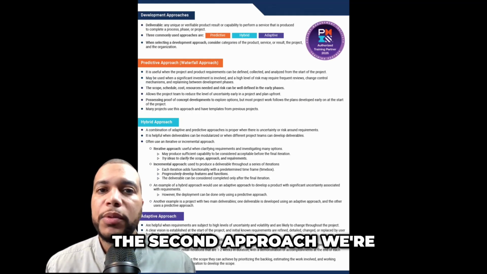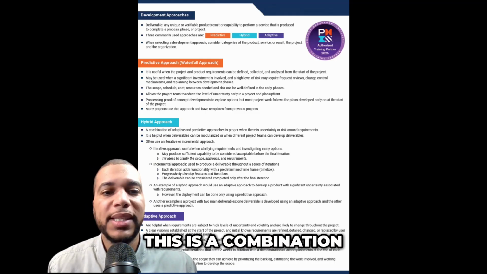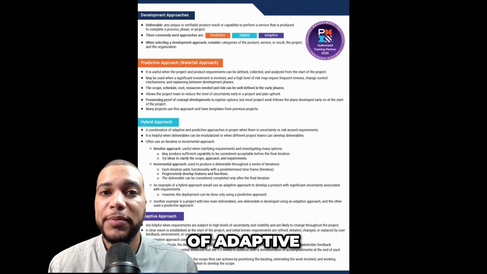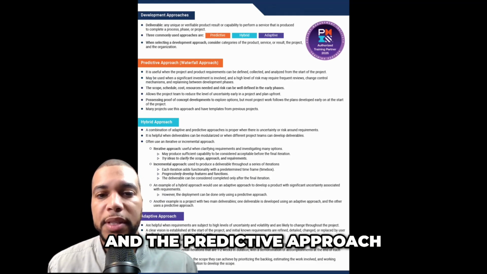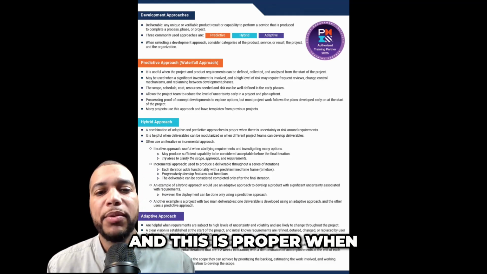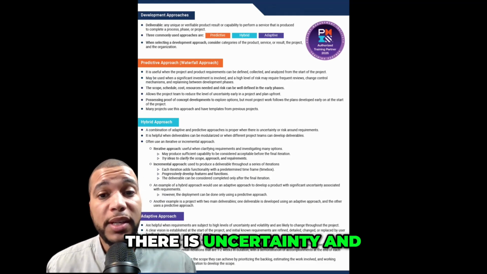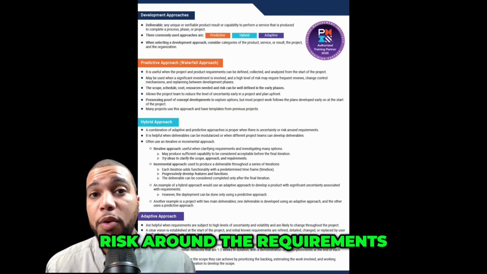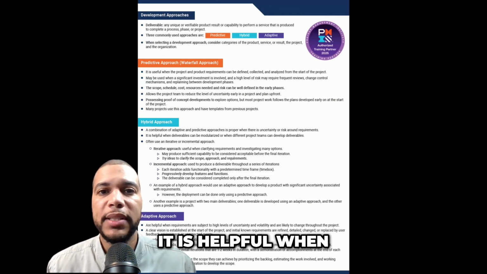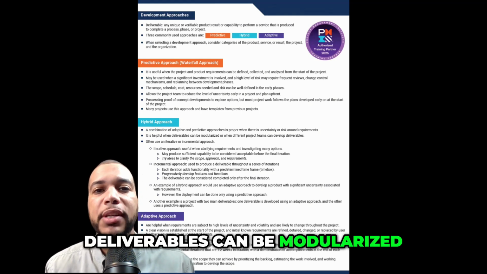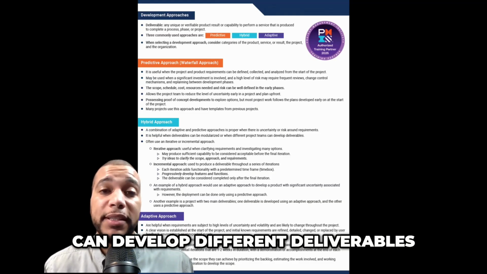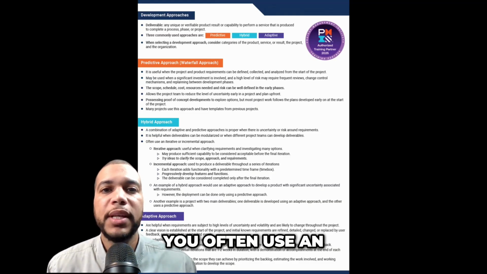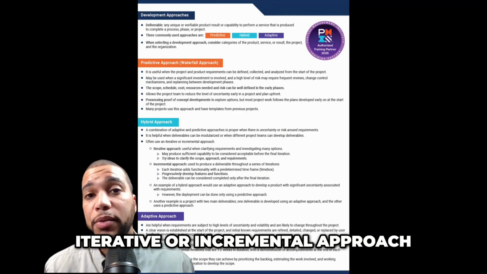So the second approach we're going to discuss is the hybrid. This is a combination of adaptive, which we'll discuss last, and the predictive approach. And this is proper when there is uncertainty and risk around the requirements. It is helpful when deliverables can be modularized or when different project teams can develop different deliverables. You often use an iterative or incremental approach.